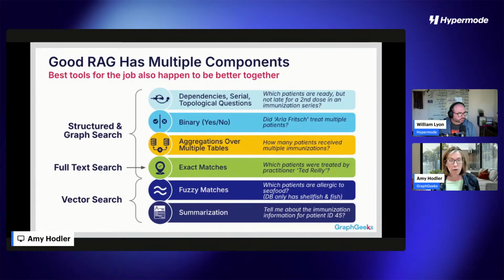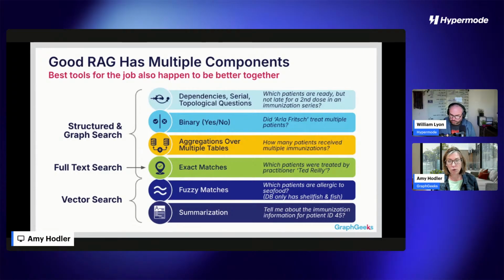Tell me about immunization for this particular person or these people. Fuzzy matches, which patients are allergic to seafood. This actually caused us a problem because the database only had shellfish and fish in it originally. So the exact match gave us a null set, and that's no good. We had people that were allergic to fish, but we asked about seafood. So in this case, vector did really well there.